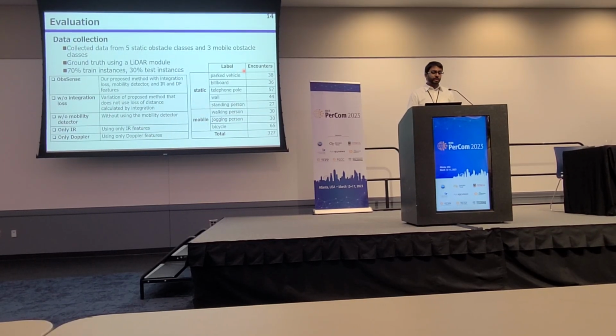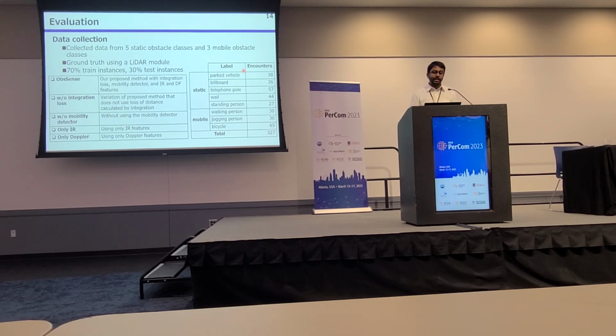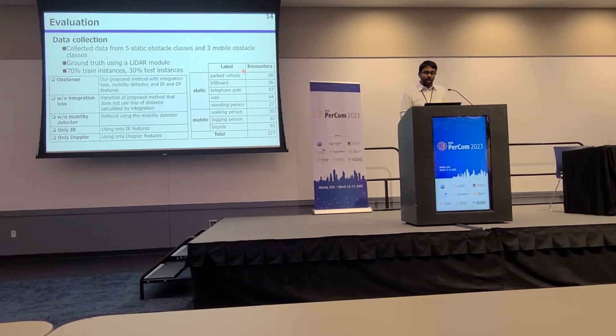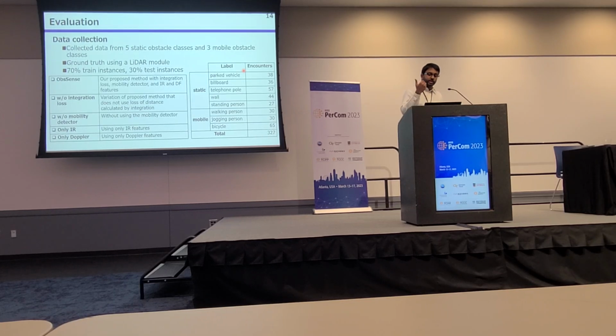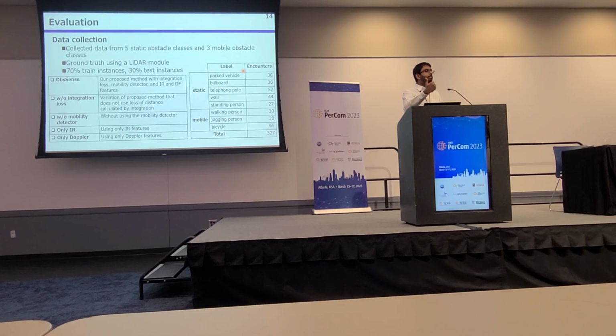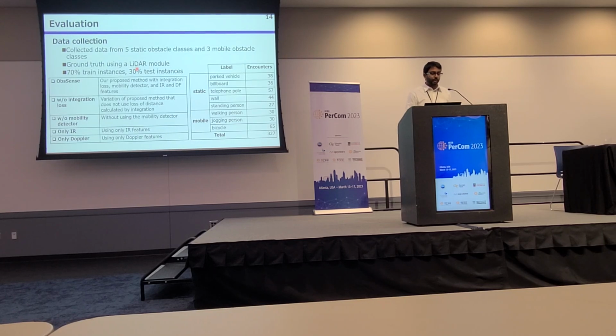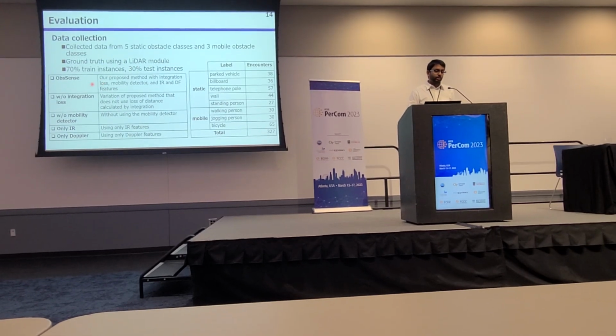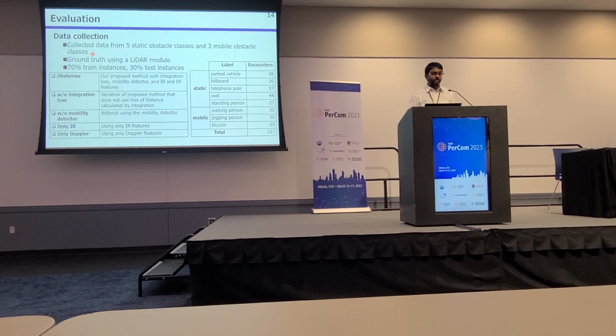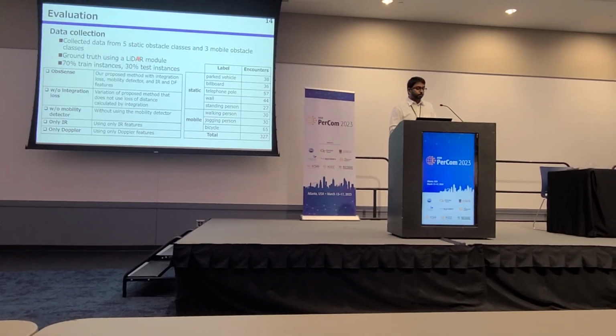To evaluate our method, we collected data from 5 static obstacle classes and 3 mobile obstacle classes, where the user walked towards different obstacles while holding the smartphone. We asked the user to move in a random manner, at random speeds, and we instructed mobile obstacles to do the same to get a sparser dataset. We collected the ground truth of the obstacles using a LiDAR module, and we use 70% of data as training instances and 30% to test the model.